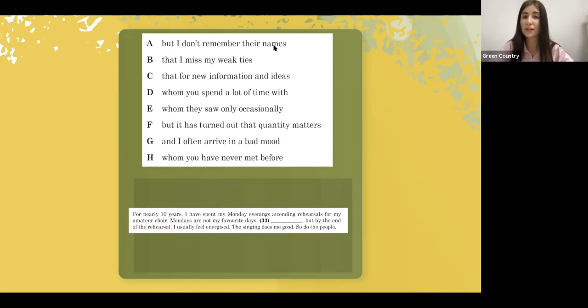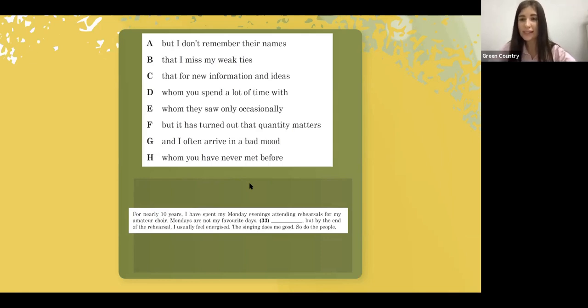Let's look at the options and underline the keywords here. I don't remember their names. Not remember names, miss. New information, ideas, spend a lot of time with someone whom they saw occasionally, turned out quantity matters, often arrive in bad mood, whom have never met before. Okay, what is your option here? What do you think? If we look at the word but after the gap. I can see your answers. Great.